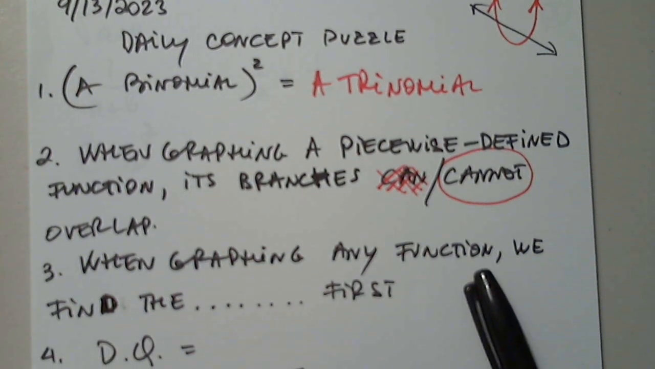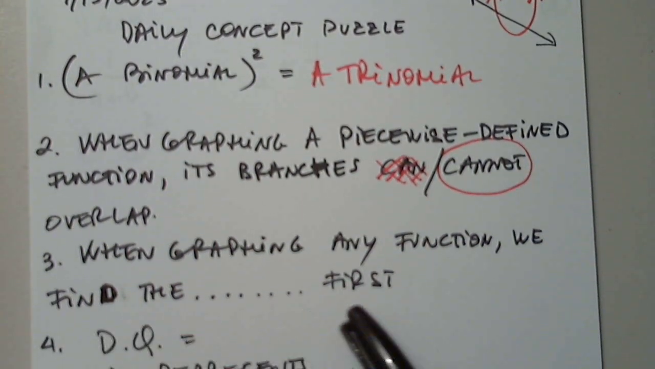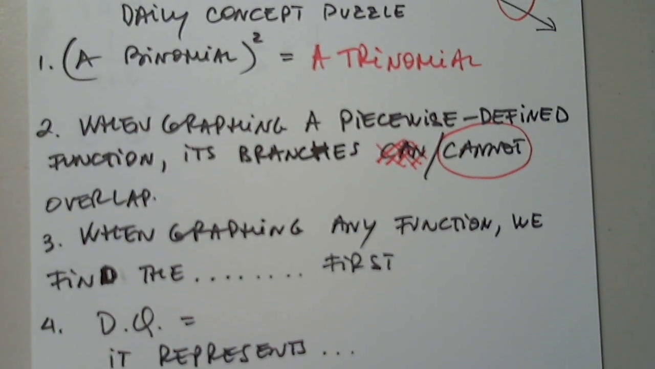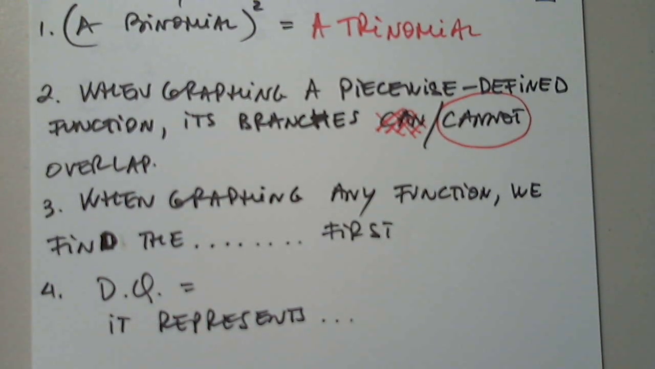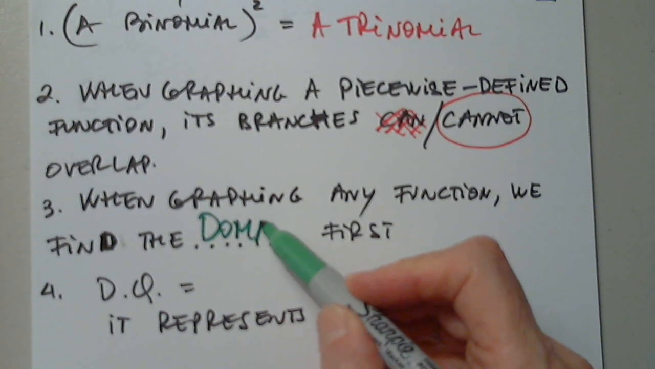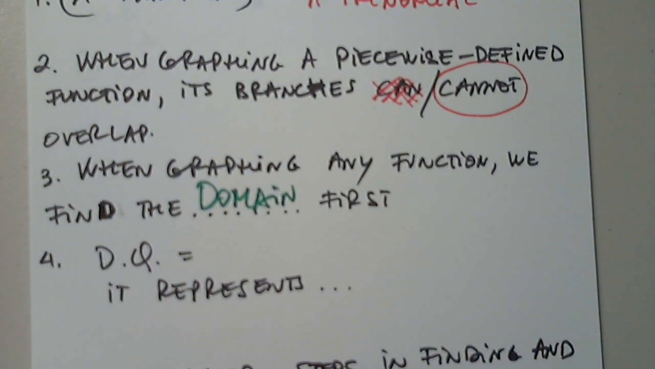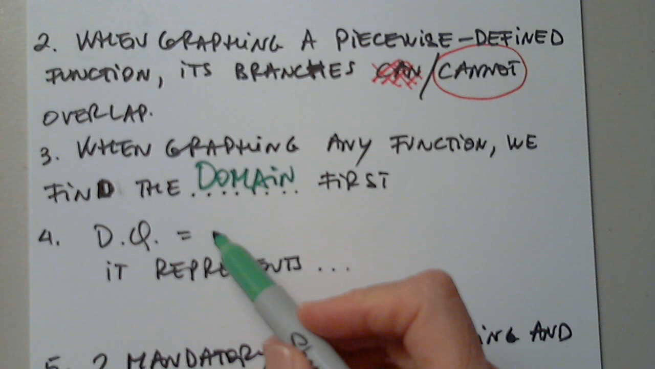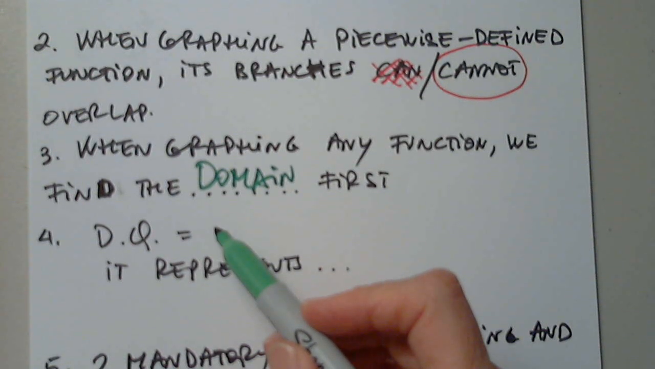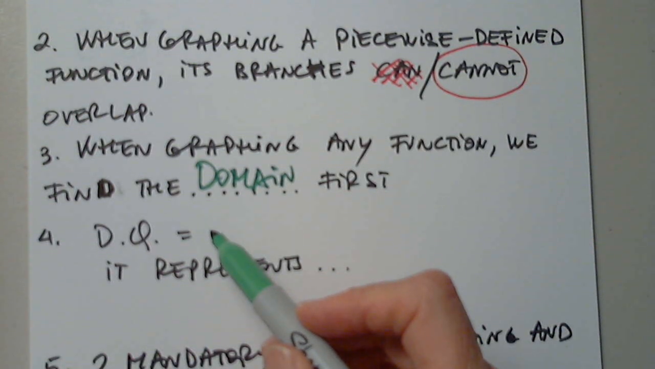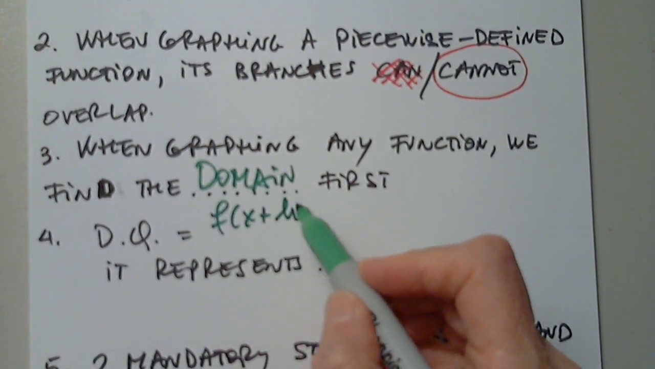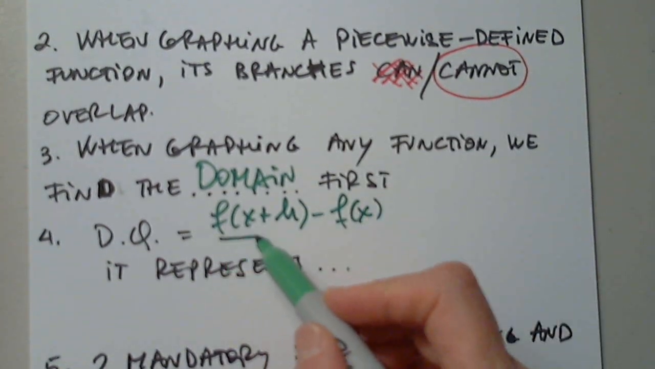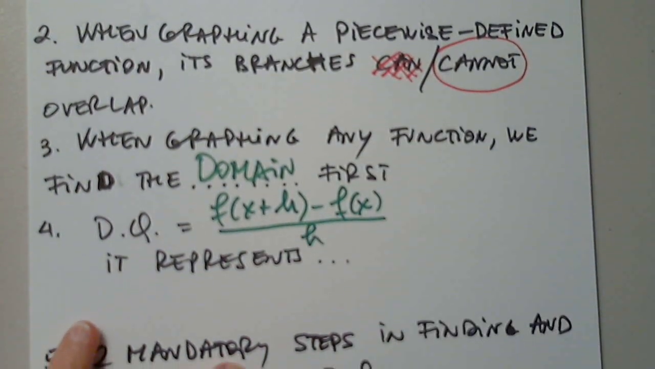When graphing any function, we find the first. Domain. Thank you. The difference quotient. Can anyone dictate the difference quotient to us? And then we have to write what it represents. F of x plus h minus f of x all divided by h. Good. What does it represent?